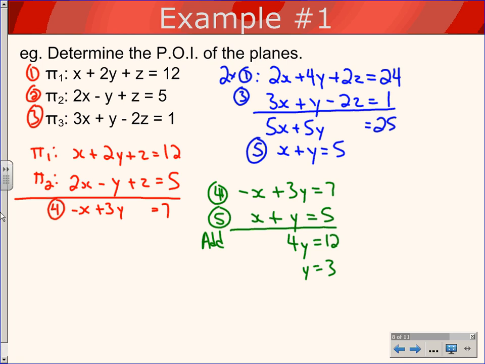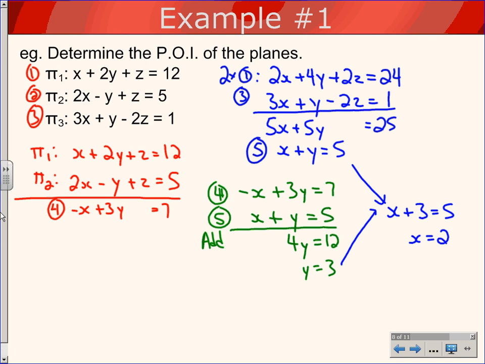Now that I know y is 3, I want to sub that back into some of our previous equations. So I think if I take equation 5 there, it's probably the easiest one, and I sub in y equals 3, then I get that x is equal to 2. So now I've got both x equals 2 and y equals 3.